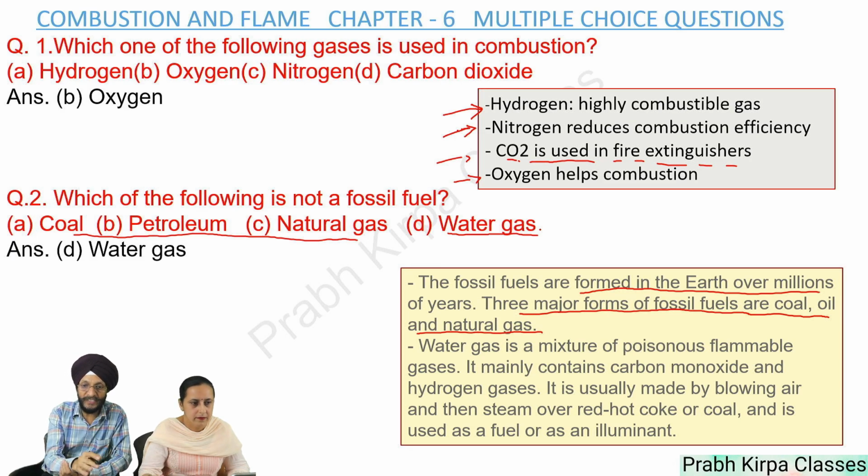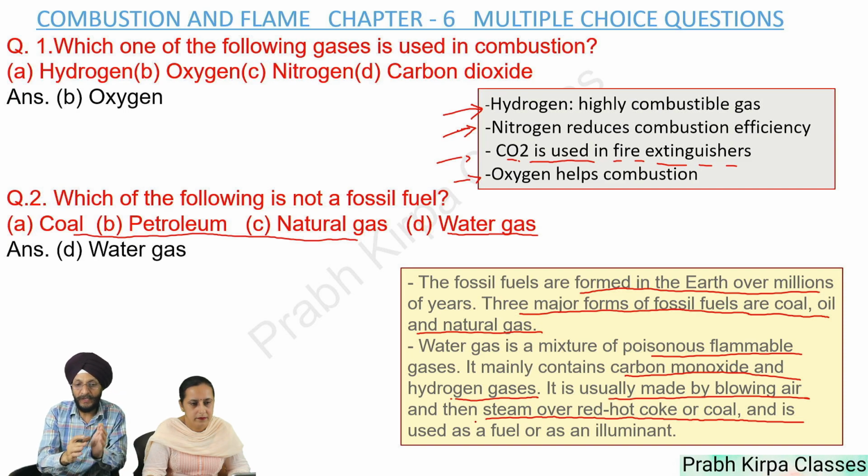So we must also understand what is water gas. Water gas is a mixture of poisonous flammable gases. It mainly contains carbon monoxide and hydrogen gases. It is usually made by blowing air and then steam over red hot coke or coal and is used as a fuel or as an illuminant. We are giving complete explanation of all the aspects so that you do not have to cram answers. You can fully understand each and every aspect of the question.